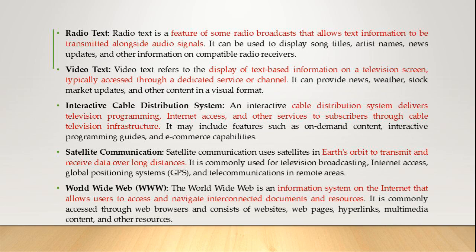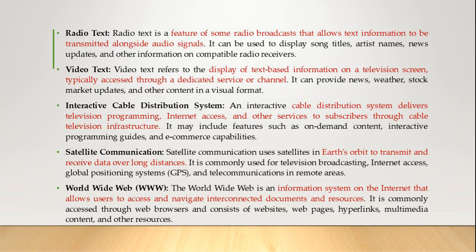Video text. Video text refers to the display of text-based information on a television screen, typically accessed through a dedicated service or channel. It can provide news, weather, stock market updates, and other content in a visual format. Interactive cable distribution system. An interactive cable distribution system delivers television programming, internet access, and other services to subscribers through cable television infrastructure. It may include features such as on-demand content, interactive programming guides, and e-commerce capabilities.